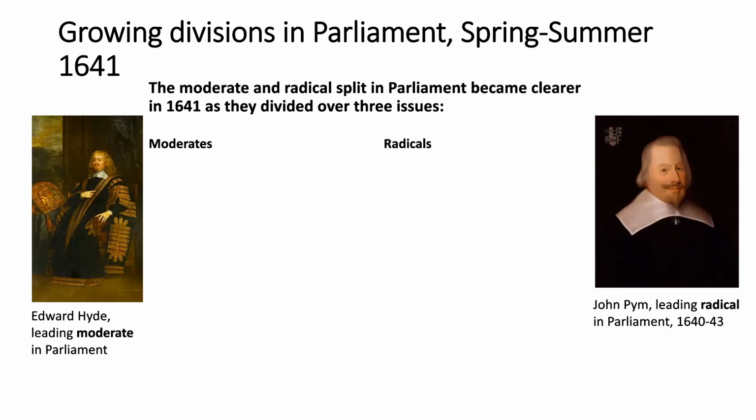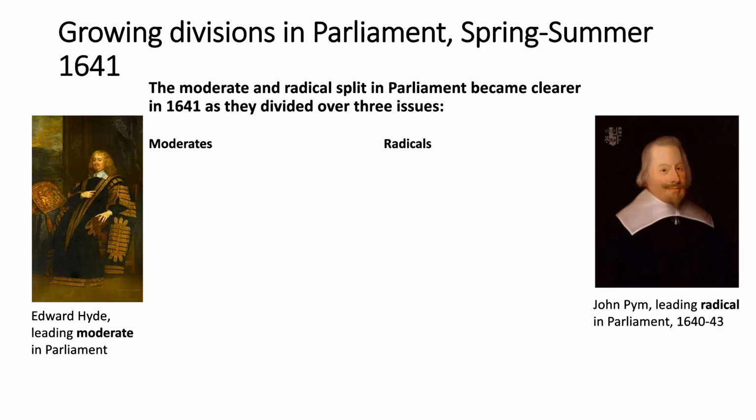Now, in 1641, the spring and summer, the moderate radical split in Parliament became clearer, and they divided over 3 issues. We're going to go through each of those issues and I'm going to identify what is causing the split and what the two different sides think.